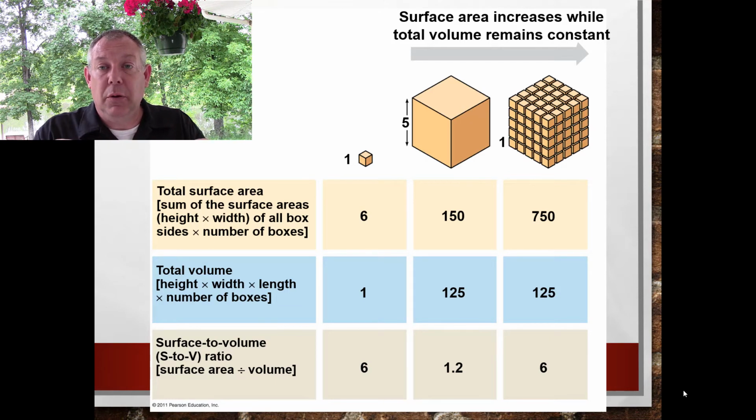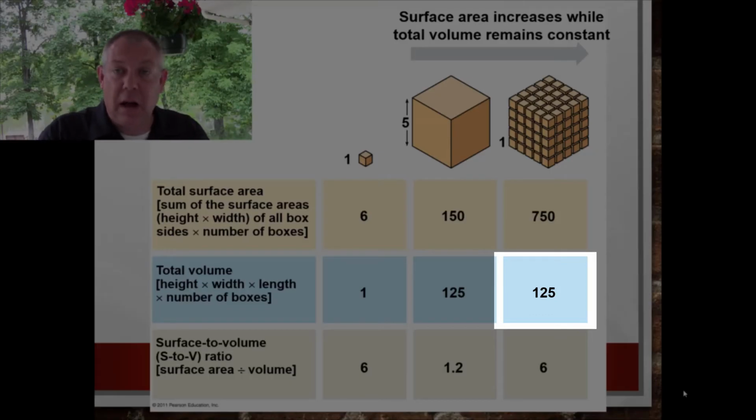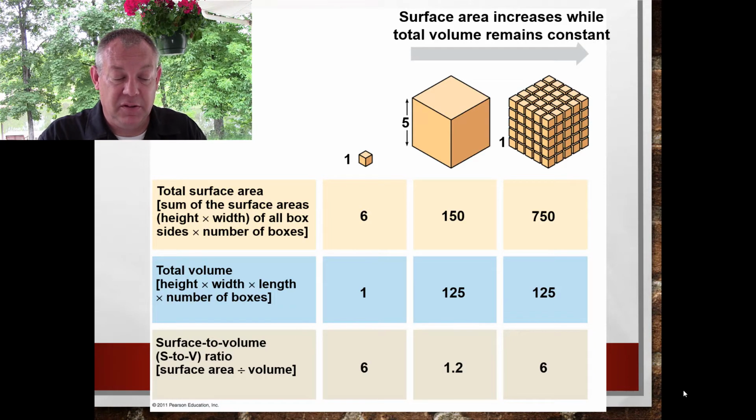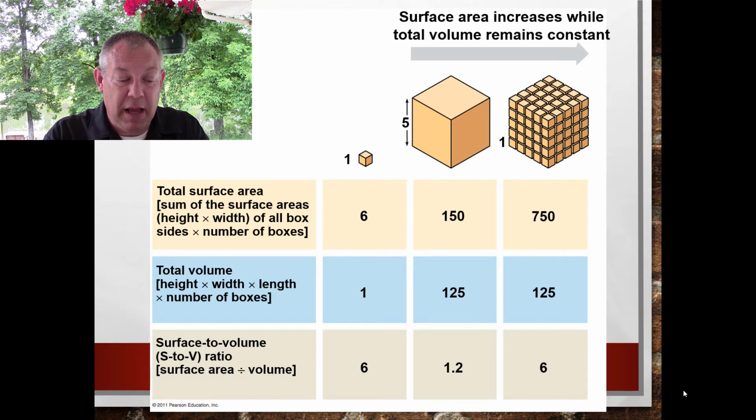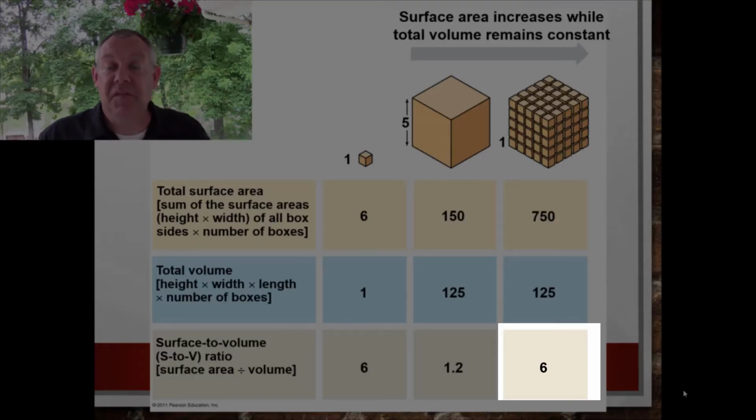The total volume is the same as the center column. It's 125 cubic centimeters. So again, we're occupying the same volume, right? But we're breaking it down into smaller bits. We've got 125 little cells, and each of those cells has 6 square centimeters of surface area. So the surface area to volume ratio of this third column is 6. It's a much higher surface area to volume ratio.